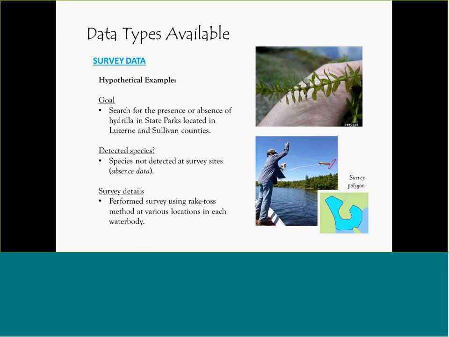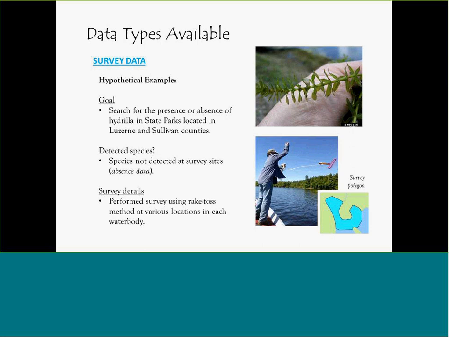So here's another hypothetical example of how you use a survey. Say your goal is to go out and search for the presence or the absence of hydrilla, which is another aquatic invasive plant, looking in the state parks located in Luzerne and Sullivan counties. So you do that survey, and you see that you did not find hydrilla at any of these survey sites. But just because you didn't find it doesn't mean that you can't create a survey record, because absence data is still data that you want to potentially collect.